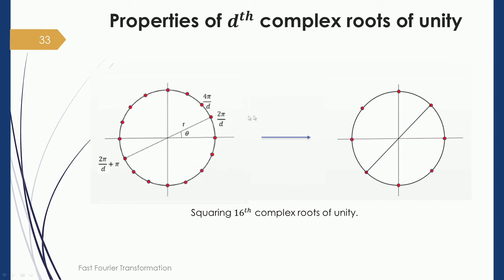And so this is exactly what we want, because now we have half the number of complex roots of unity, and they continue to be plus minus paired. So this complex 8th root of unity is a negation of this complex 8th root of unity, and this is the negation of this complex 8th root of unity, and this is the negation of this complex 8th root of unity, and so on.